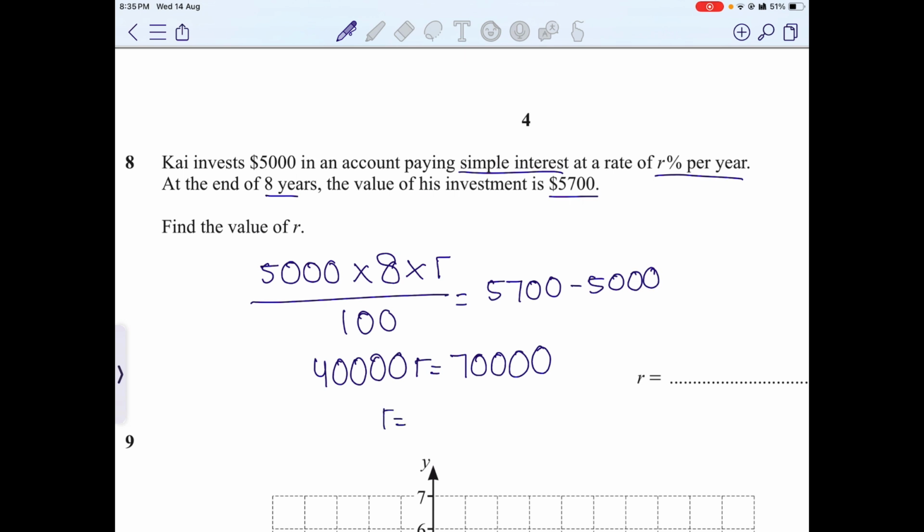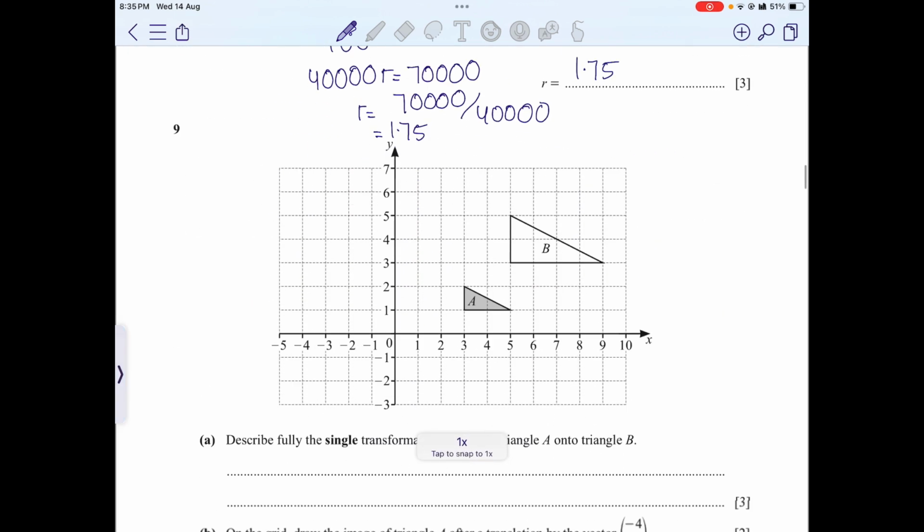So R is basically 70,000 divided by 40,000, and 70,000 divided by 40,000 gives you 1.75. So that would be your answer, 1.75. You can check for yourself, because when you do 5,000 into 8 into 1.75 divided by 100, you get 700, which is the interest amount.